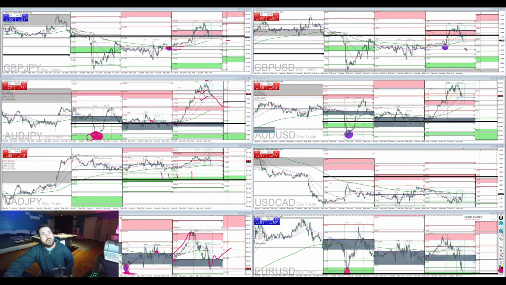Same thing here with the pound dollar. Trade set up for tomorrow. The daily pivot for today was below the M2, but tomorrow's is going to be above it. So that's a trade set up for tomorrow.